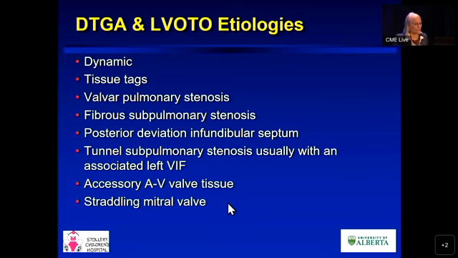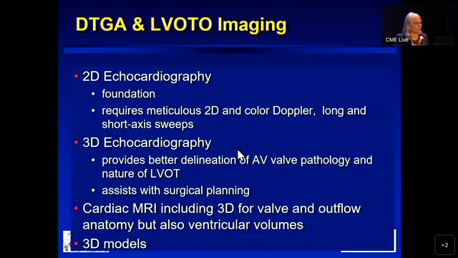Straddling, which is a tough one and where I think 3D models actually can be very helpful. But 3D imaging by echo we've used quite a bit. And then you may have some combination of all of these. So it's really important that we meticulously look at the LV outflow when we think that there's LV outflow obstruction. 2D is certainly still the foundation.